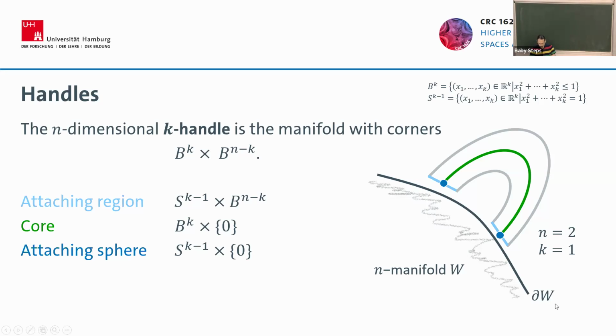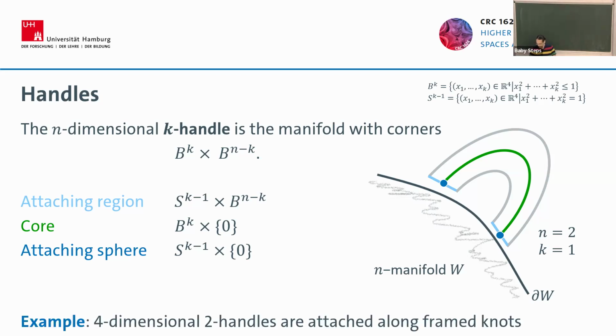For example, the zero sphere is just a pair of points, and if you know where these two points in dark blue are attached to the surface together with some framing data, you know exactly how this rectangle is attached. The second example that will be of interest here is that in 4 dimensions, 2-handles are attached along their attaching spheres, which are, in this case, knots. Knots in the boundary of a 4-manifold. So this is the main connection between 4-manifolds and knot theory. 2-handles attached along framed knots.